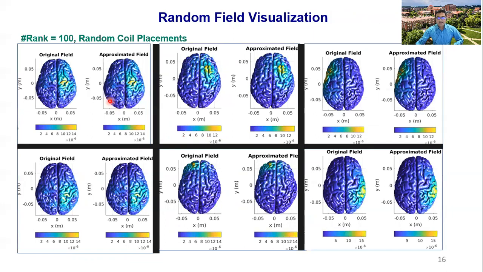In this slide, you can see some of the random coil placements and corresponding electric field solutions. I show you 6 different scenarios here. The coils are placed randomly with random orientations for different subjects. Then we calculate the actual field and also approximate the field. As you can see, for almost all of these scenarios, the approximated field resembles the actual field.